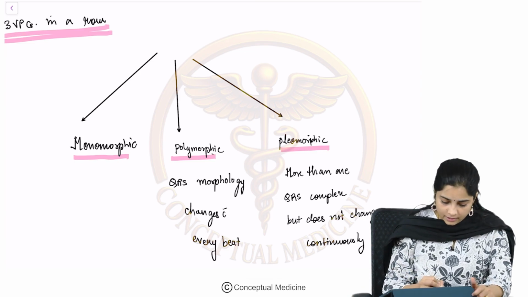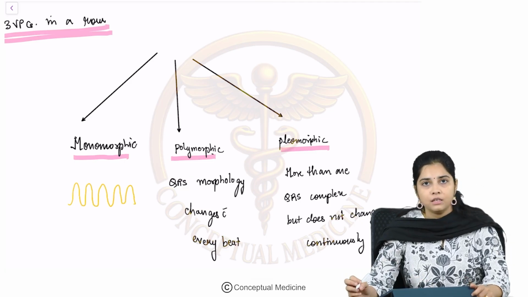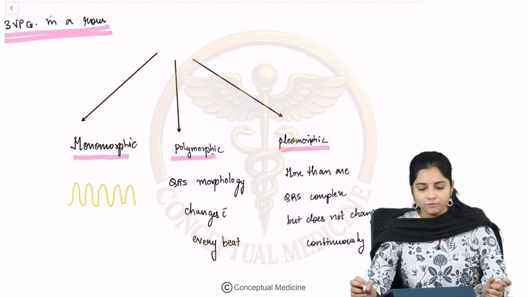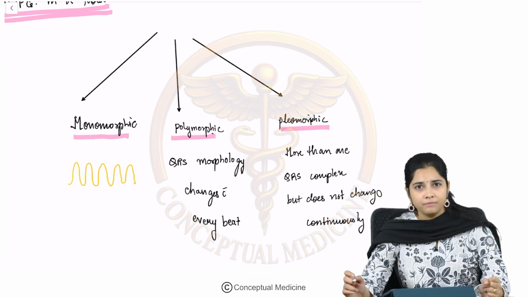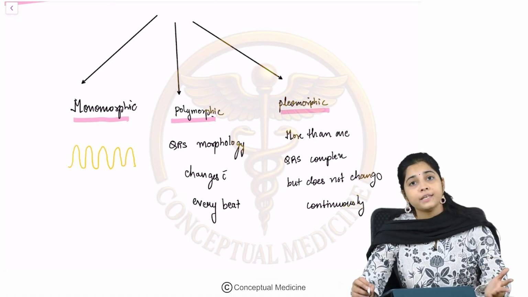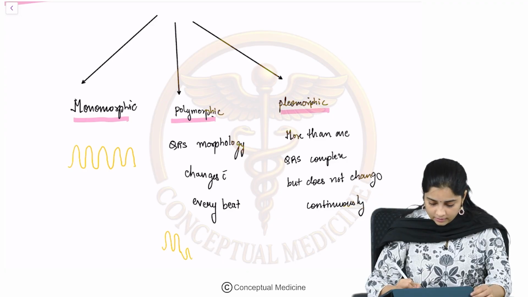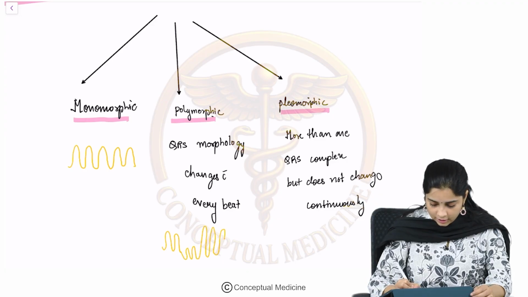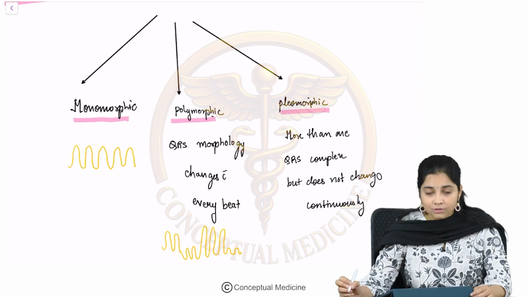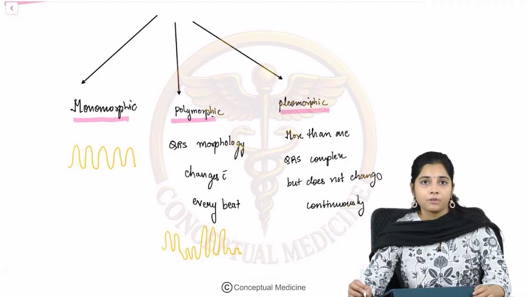Monomorphic, as the name suggests, the QRS complexes are of the same morphology, something like this. So, what is a polymorphic VT? In a polymorphic VT, the QRS complex morphology changes with every beat. You can see that there is a complex like this, then a complex like this, then like this. So, this is your polymorphic VT.